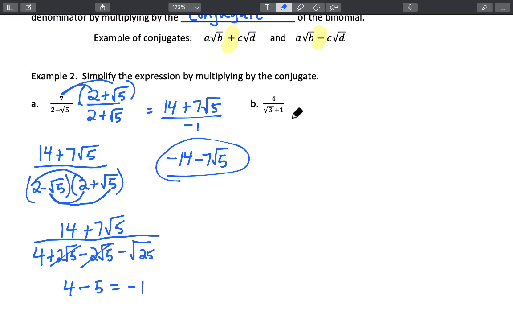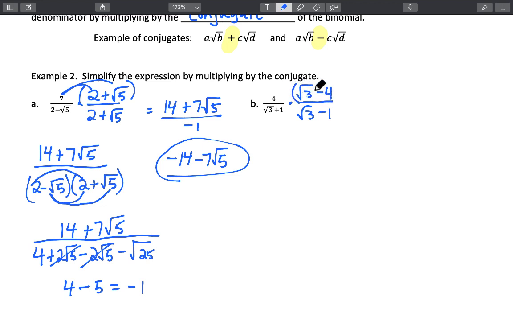All right, one more here. Let's do example 2b. We've got 4 that's being divided by the square root of 3 plus 1. I'm going to multiply it by the conjugate. So the top and bottom of this fraction need to be multiplied by the square root of 3 minus 1.